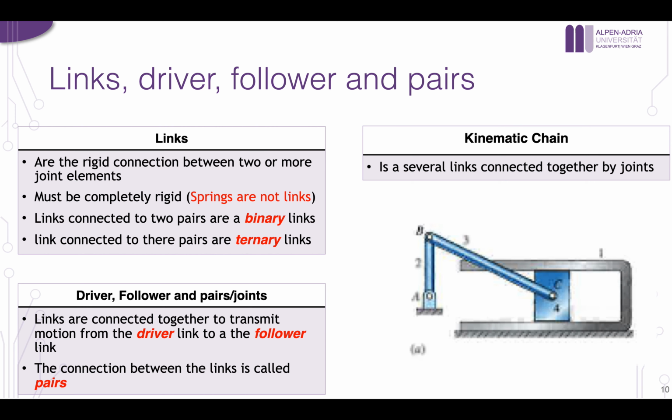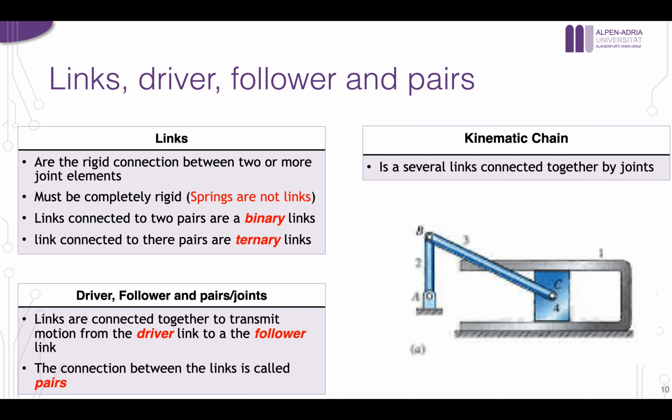So joints connect links, and links also connect joints, right? And links could connect two or more joints together. For example, they must be rigid, so they must be solid. So springs are not considered links. The links that connect two pairs, or that have two ends connected to two joints, are called binary links. The links that are connected to three joints or three pairs are ternary links.